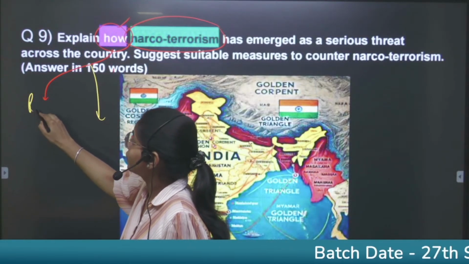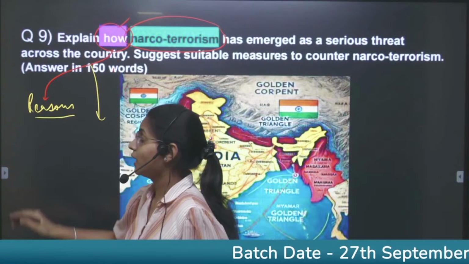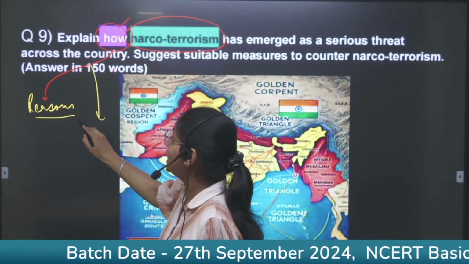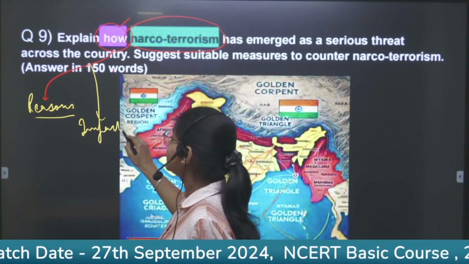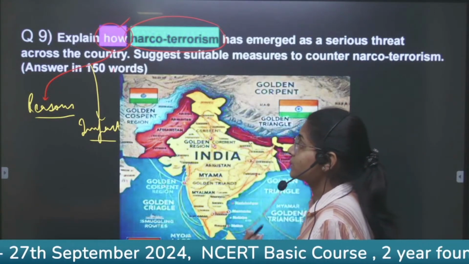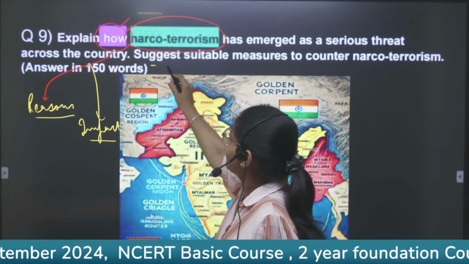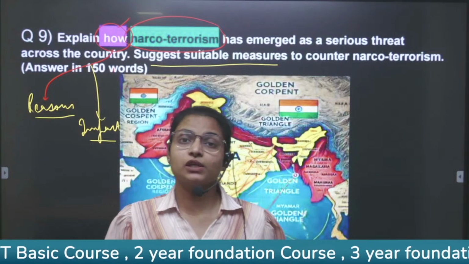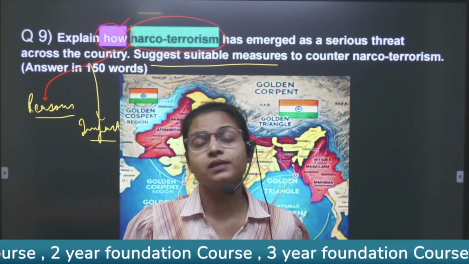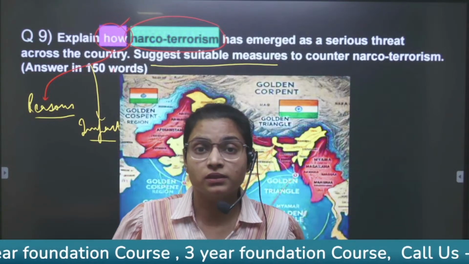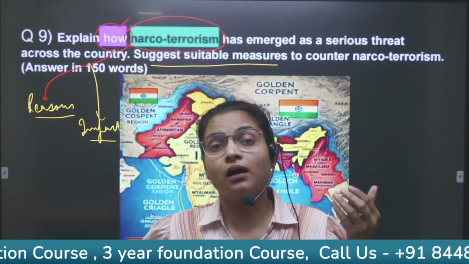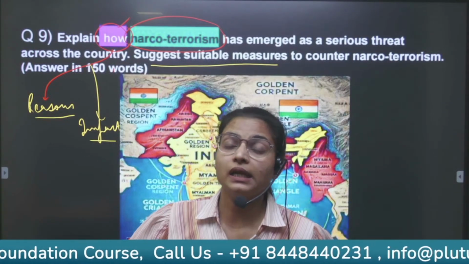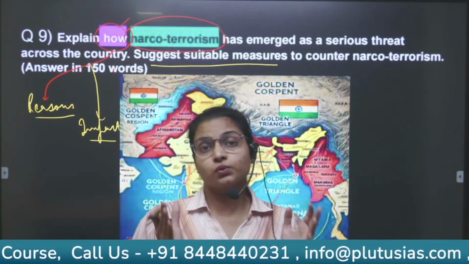Firstly, you can write about the reasons: what are the reasons for narco-terrorism to emerge in India? And secondly, you can write about its impact, like why this is a serious threat across the country. After this, the third key part is to suggest suitable measures. So in every question, firstly you will recognize the key topic asked. Then you will look for the directive words, which will decide what points you need to write on that topic. Thirdly, you will also divide your answer into sub-parts.